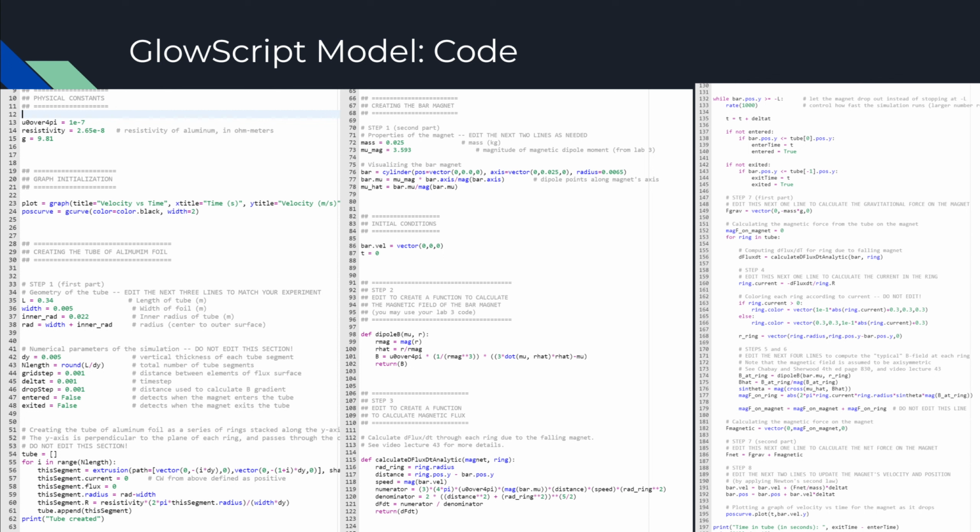So right here is my overall GlowScript code. More on the left side is just general values, standard values that we're using. The center area is more of the functions being defined, and on the right side is pulling it all together and actually simulating it.